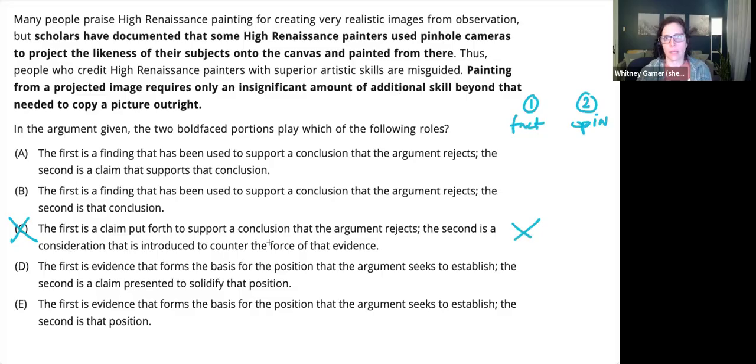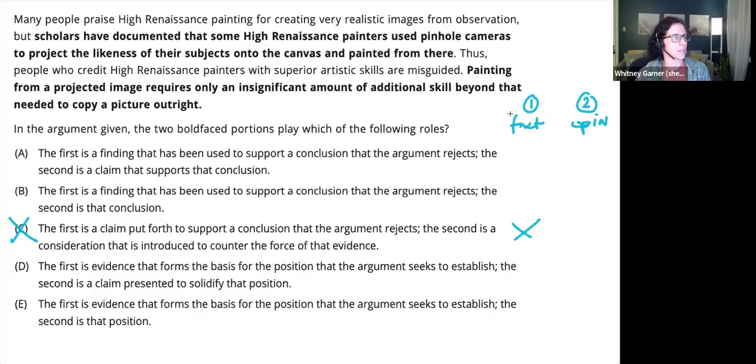Evidence, evidence. Ooh, okay, so the second one is an opinion. So a claim, a conclusion, a claim, a position. Okay, so we can't really eliminate any on the second bold, unfortunately. But we did get rid of at least one. So now we're down to 1 and 4. So even if we had to guess right now, that'd still be a better guess than if we had guessed from 5. Now I have to understand the argument.